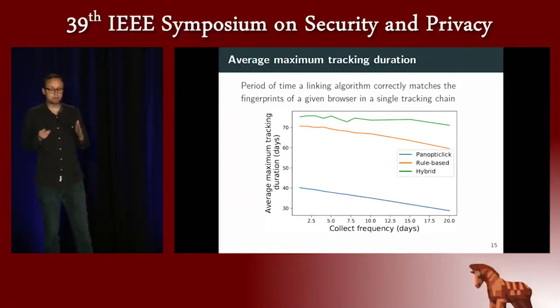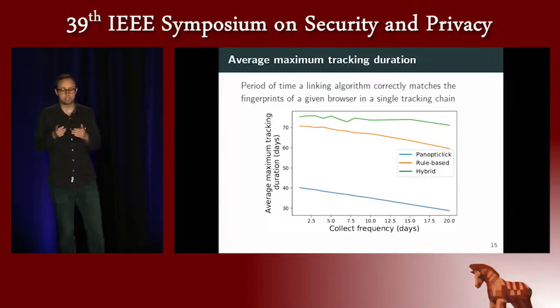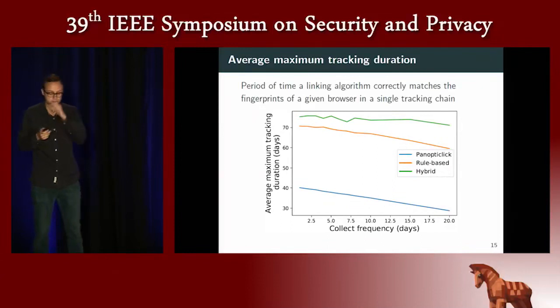The graph represents the metric for different collect frequencies, and we see that the hybrid version, on average, is capable of tracking a browser around 75 days. But we also see that the performance slightly decreases as the collect frequency increases. Just below, in orange, we have the rule-based version of our approach. This version is more impacted by the collect frequency, because when the collect frequency increases to 20 days, it tracks a browser for only 60 days.